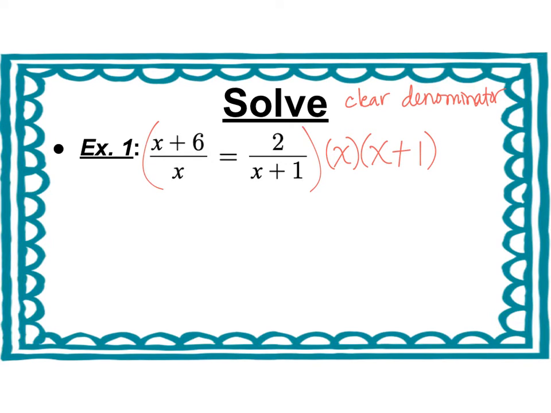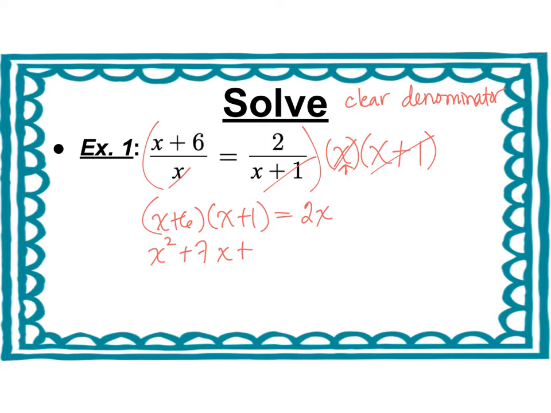So with my first fraction, my x's will multiply to 1, and I'm going to have x plus 6 times the x plus 1. And on my right-hand side, my x plus 1s are going to simplify to 1. I still have this x here, so don't lose that, and this is going to be 2x. So we're going to multiply this out. It is a quadratic, so I'm going to set it equal to 0 so I can solve.